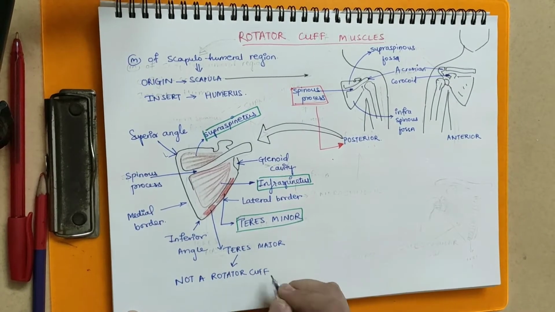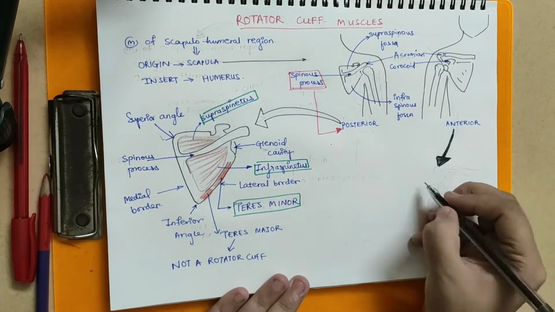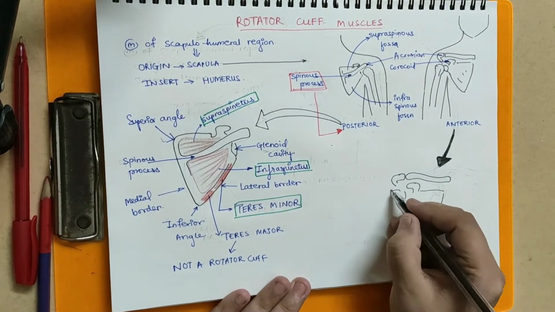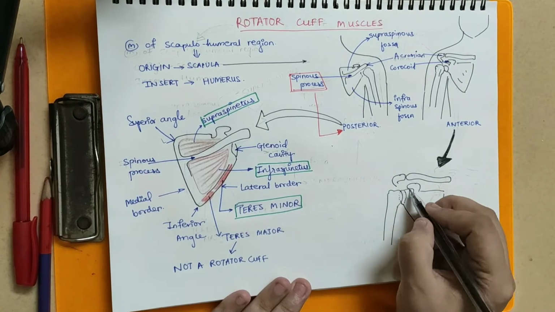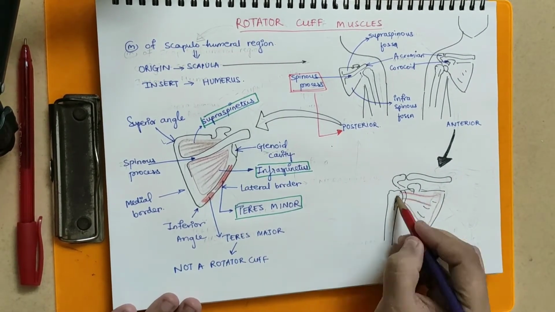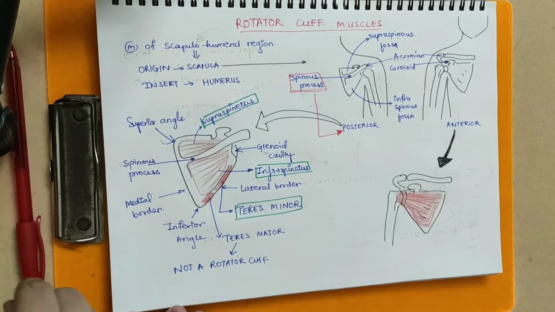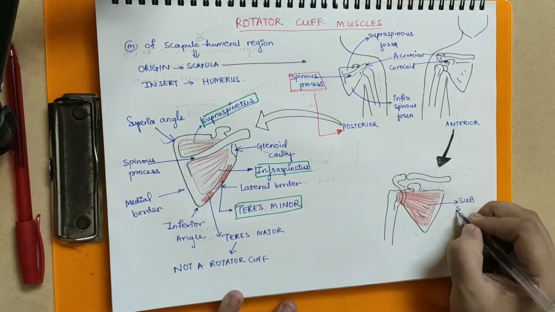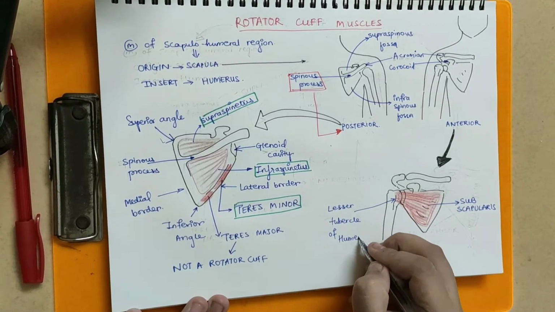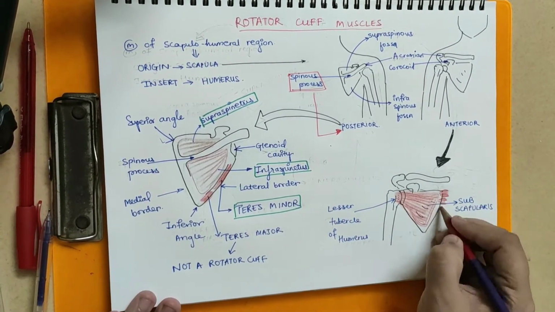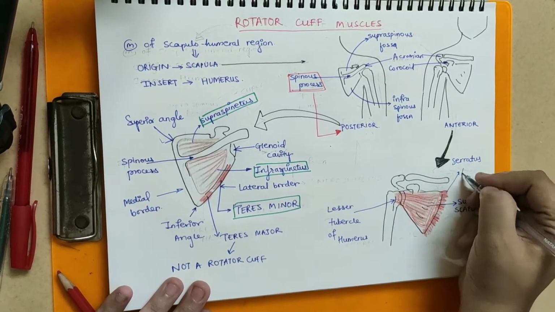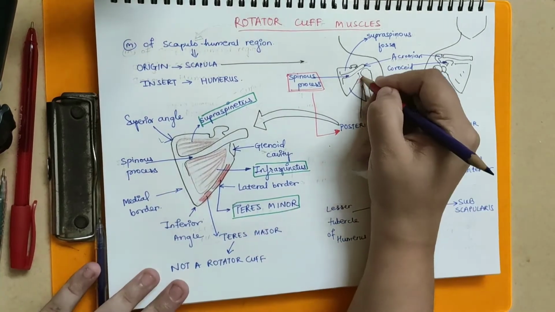Let's look at the anterior view. This is the clavicle forming the AC joint. The coracoid process lies below the AC joint. The subscapular fossa gives origin to the subscapularis muscle, and the subscapularis muscle inserts in the lesser tubercle of the humerus. The medial border of the scapula gives origin to the serratus anterior muscle, but the serratus anterior muscle inserts into the ribs.